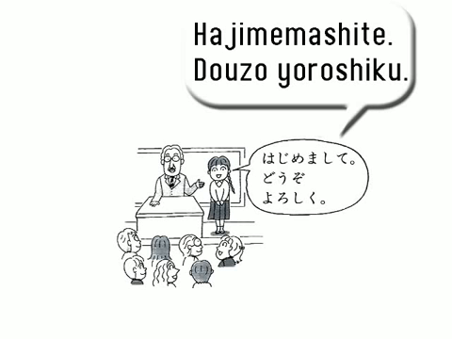Hajimemashite, douzo yoroshiku. Just to clarify things a bit, hajimemashite means how do you do, while douzo yoroshiku means nice to meet you. Both hajimemashite and douzo yoroshiku are used when you're meeting someone for the first time. Also, these two expressions are often used together, one right after the other.